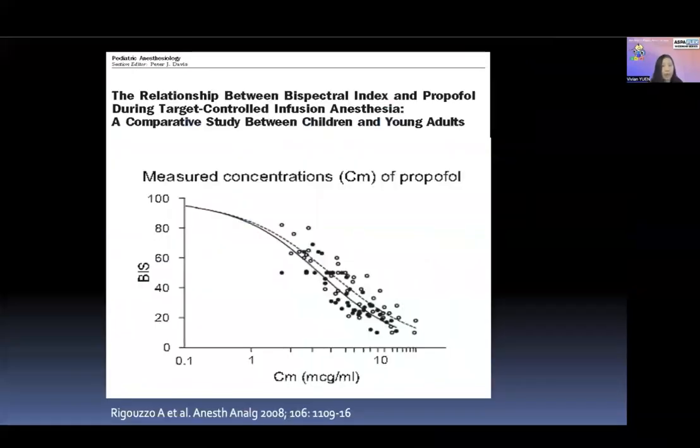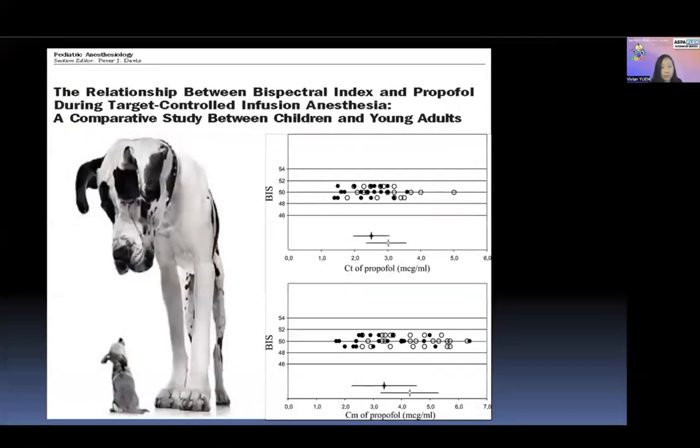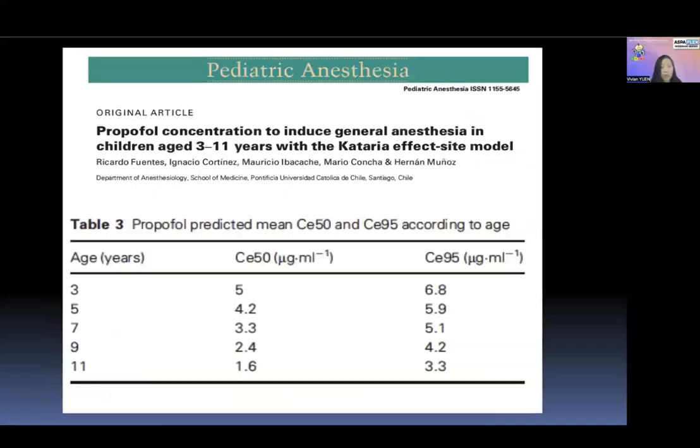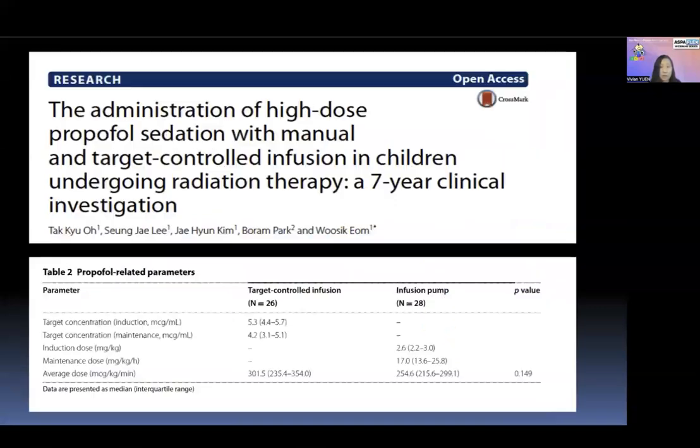And there are also differences in terms of pharmacodynamics of propofol between adults and children. Often, children require higher plasma concentration to achieve the same level of anesthesia. And in this paper, it has been shown that the younger the children, the higher the CE50 and CE95 of propofol concentration required to maintain anesthesia.